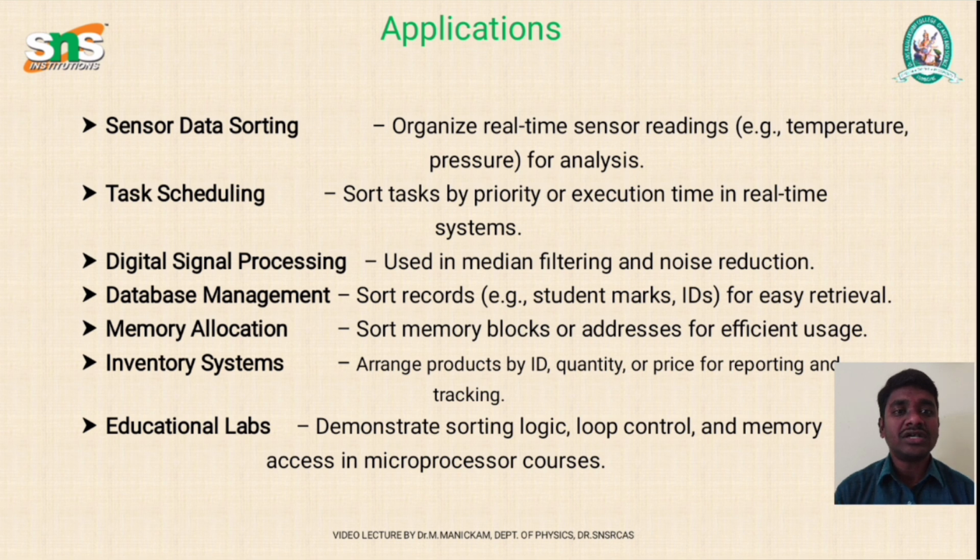The next one is task scheduling. Sort tasks by priority or execution time in real-time systems; we use the ascending order program for task scheduling. Then digital signal processing, database management, memory allocation, inventory systems, and educational labs. In educational labs it demonstrates sorting, logic, loop control and memory access. In microprocessor courses we use this kind of ascending order program.